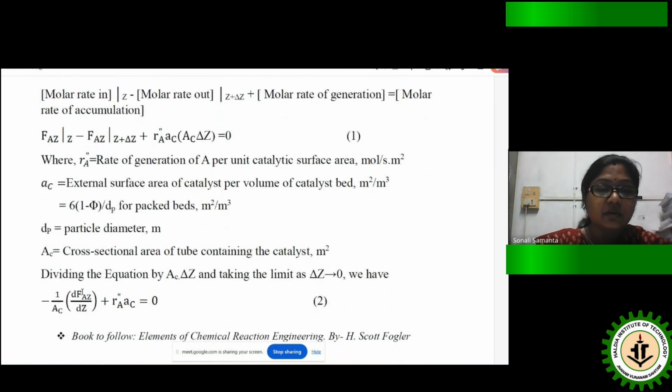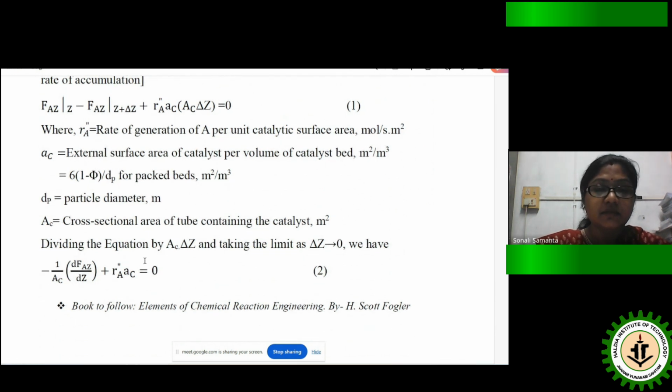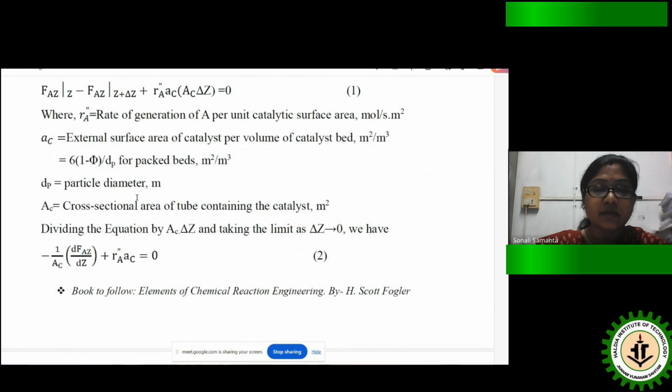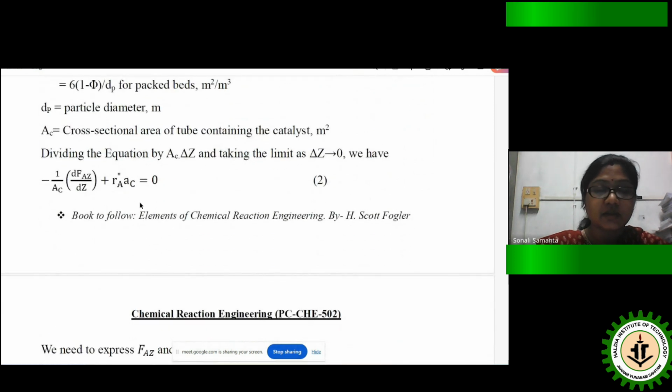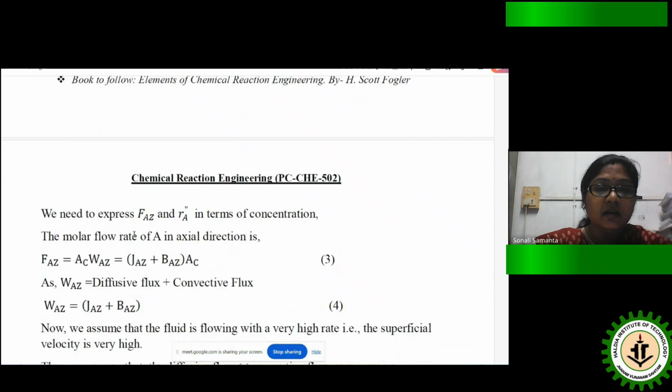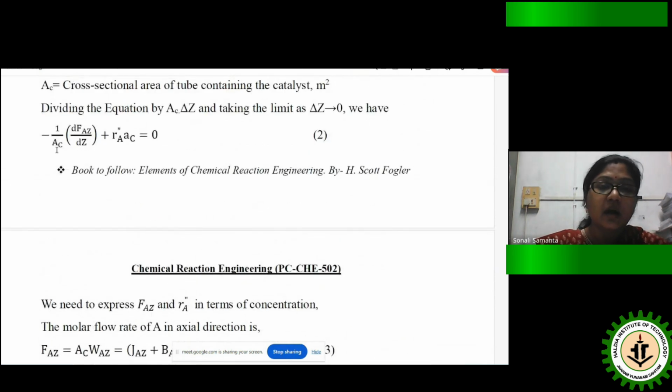So if you do these things, then what will come? That equation will come, that is minus 1 by AC d of FAZ dz plus RA double prime AC equals to 0. So this is the differential form of the mole balance equation. Now come to the next part. Here our aim is to find out the concentration profile inside the packed bed reactor.